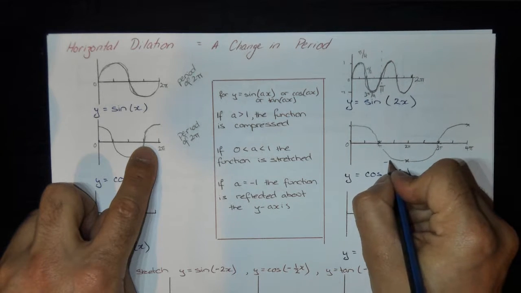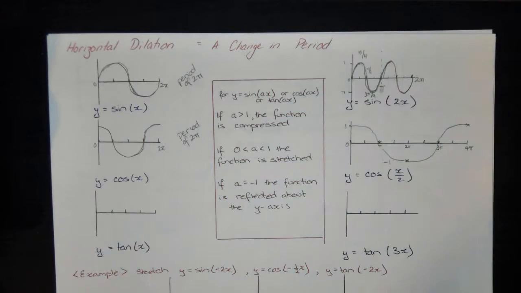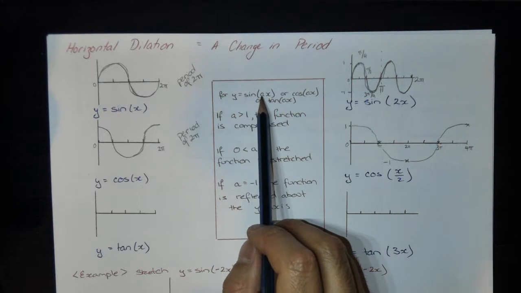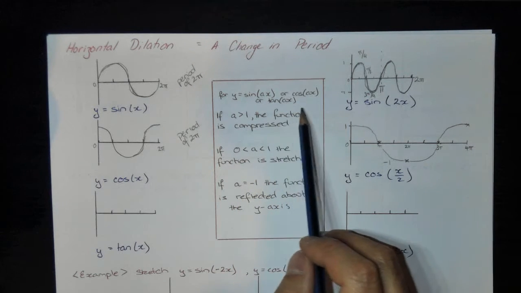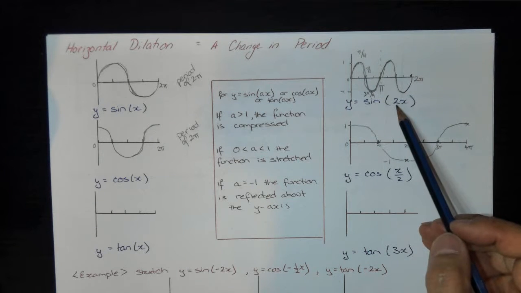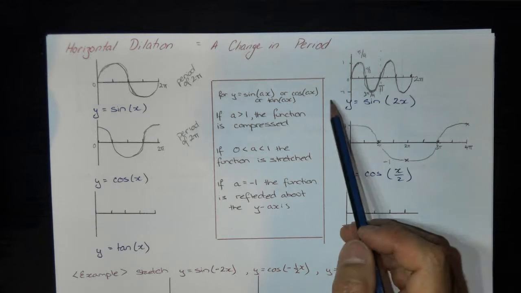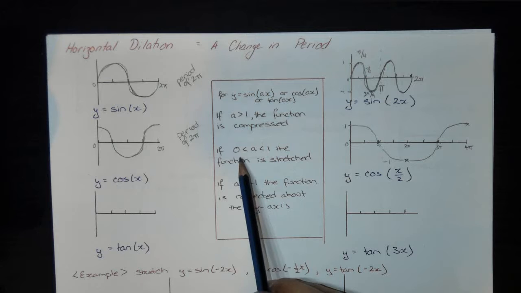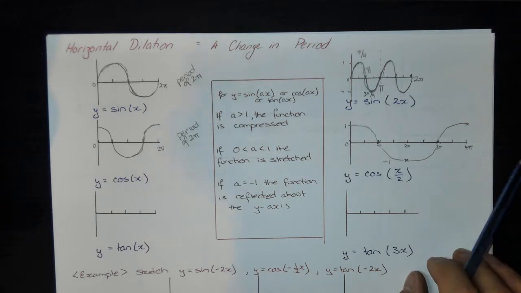That's still -1. That's 1. Okay. So if you've got y equals sin(ax) or cos(ax) or tan(ax), if a is greater than 1, the function is compressed. If it's between 0 and 1, it is stretched. Okay.